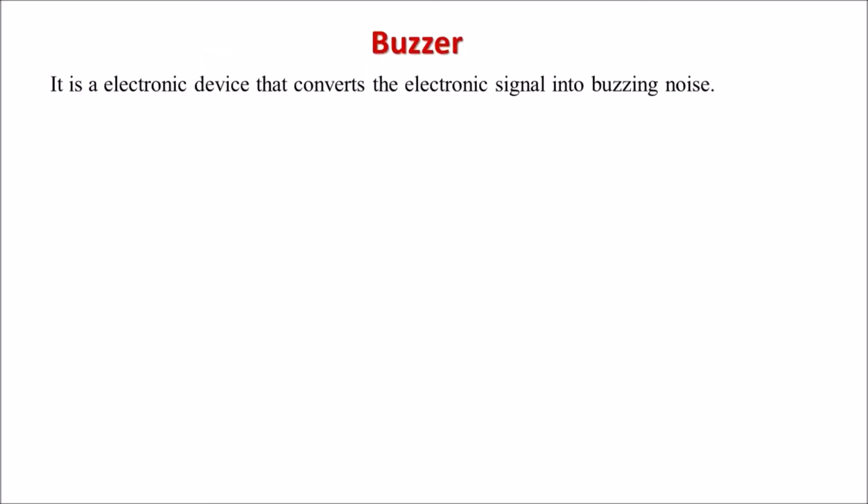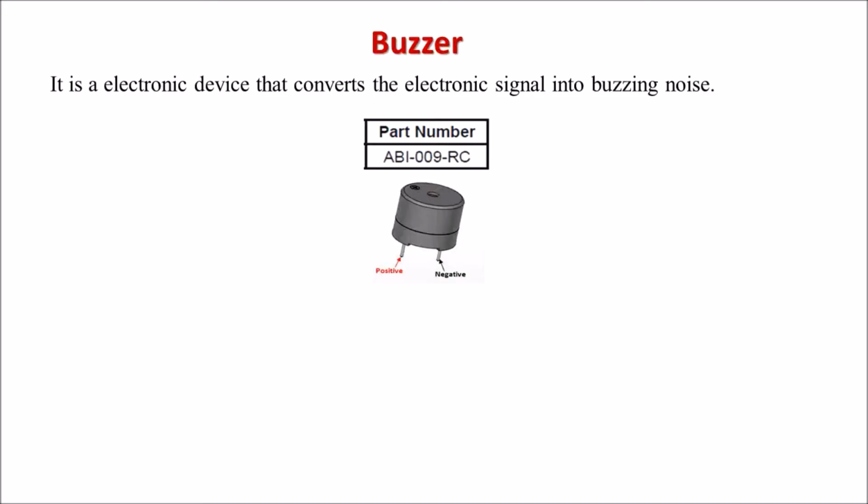Now interfacing of a buzzer with the 8051 microcontroller. A buzzer is an electronic device that converts an electronic signal into a buzzing noise. As an example, this is one type of buzzer, the ABI 009RC. It has two terminals, one terminal is positive and the other is negative.